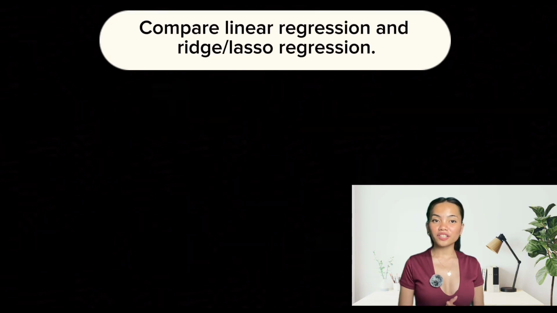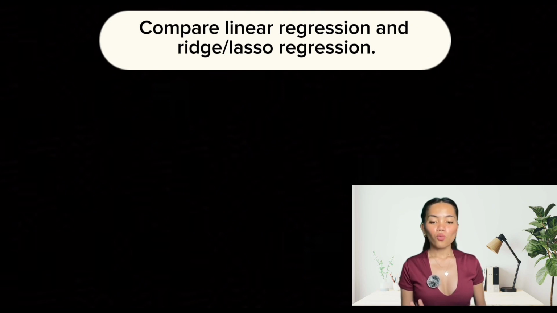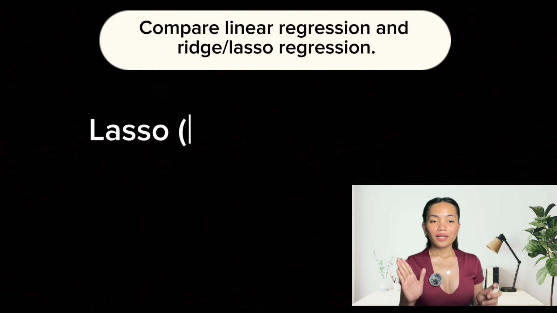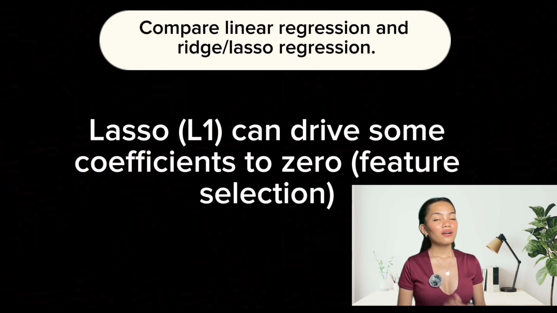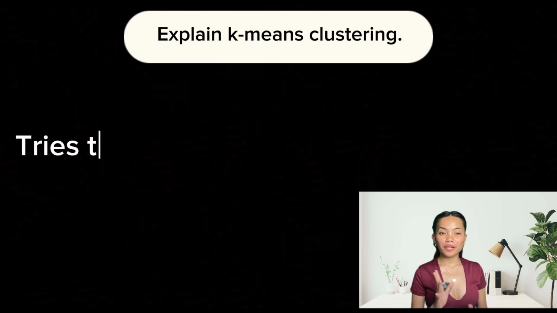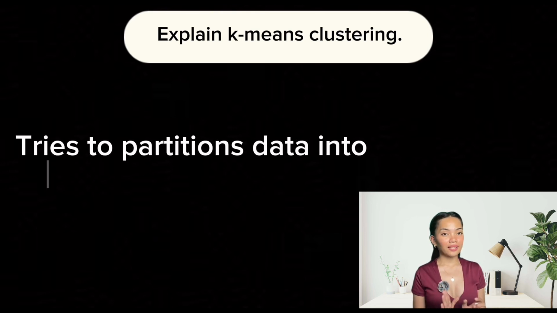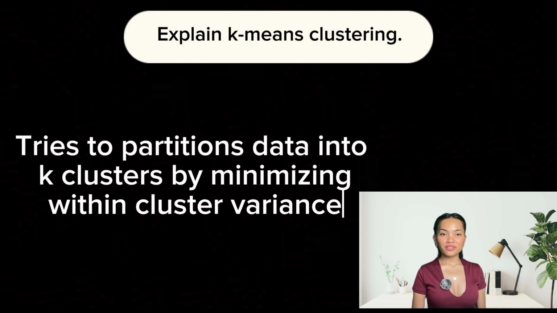Compare linear regression and ridge to lasso regression. In ridge or L2, it shrinks coefficients, while lasso or L1 can drive some coefficients to 0 for feature selection. Explain k-means clustering. It tries to partition data into k clusters by minimizing within-cluster variance.